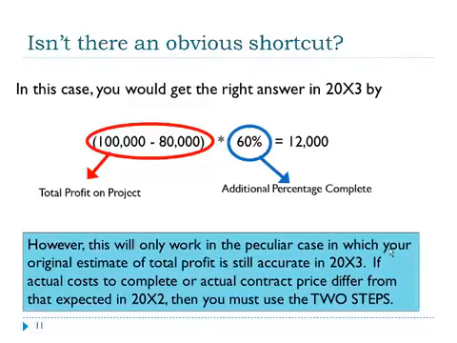However, this shortcut almost never is appropriate in practice, because the simplifying assumption that we have here, that we were able to exactly estimate the costs ahead of time, is never going to actually be true. So whenever we have a change in estimate of the costs, we are going to have to do the two-step process of first calculating the total profit and then subtracting out the profit already recognized.